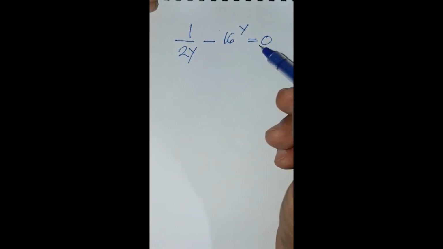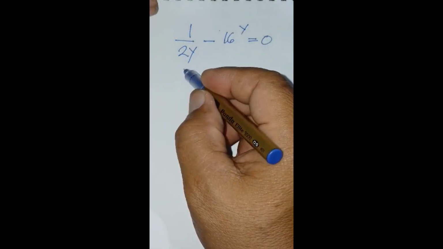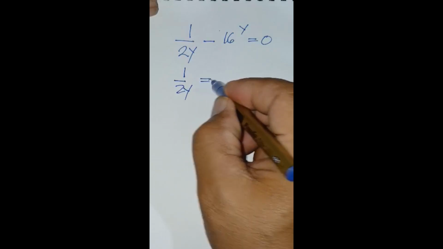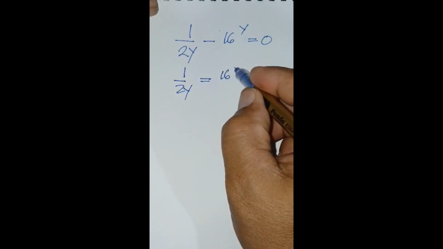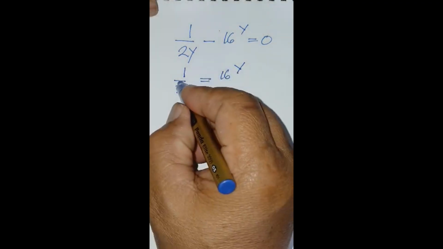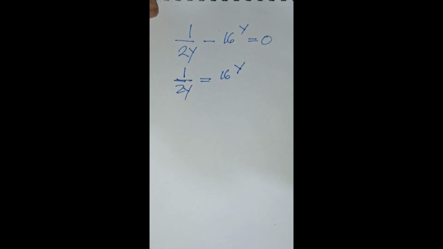Now, the first thing that we should do is to transpose 16 raised to y to the other side. So we have 1 over 2y is equal to 16 raised to y.